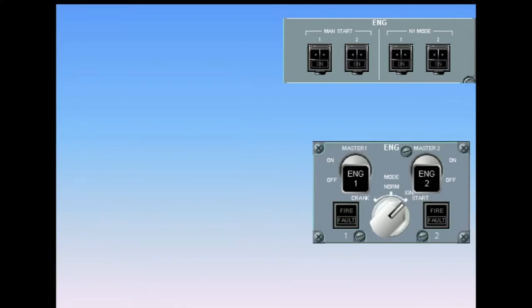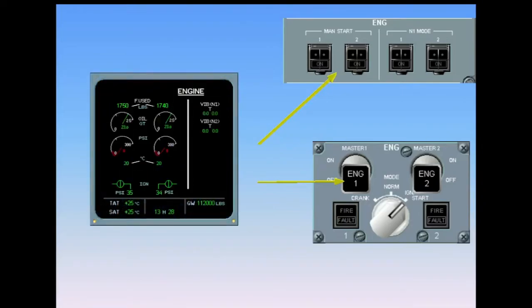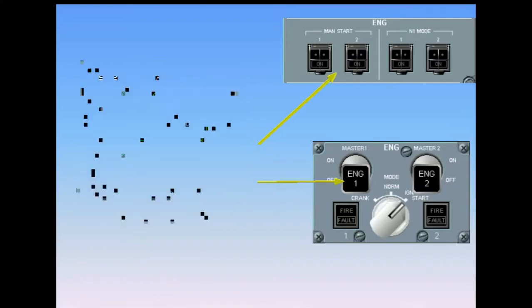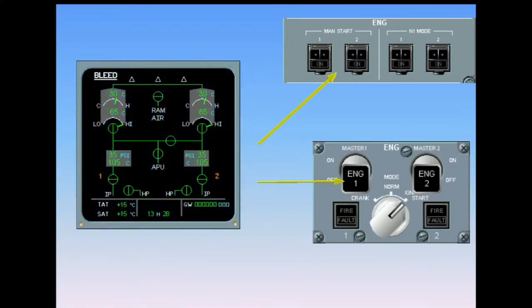2. The engine master levers and the manual start switches are armed. 3. The engine system page automatically appears on the lower ECAM. 4. The air conditioning flow control valves automatically close.